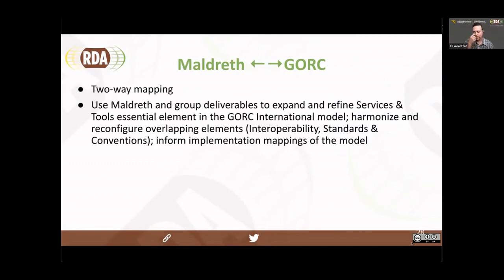I think the GORC working groups can really use the Muldroth model as well as all your GORC deliverables, especially that visualization that Adam showed. Very cool. We really want to look at that for a visualization of our own work. We definitely want to think about revisiting the services and tools essential element in our model. We want to harmonize and configure overlapping elements such as interoperability standards and conventions. I think that's much better described in the Muldroth model. We want to maybe bring some of those ideas back into GORC. And what I really like is the examples of tools that you've given in each category of tools within the Muldroth model, because one of the next things we're looking at for GORC is an implementation of these items, and not just their conceptual listing.